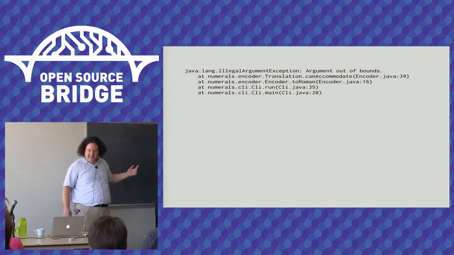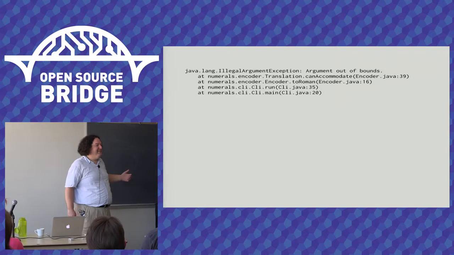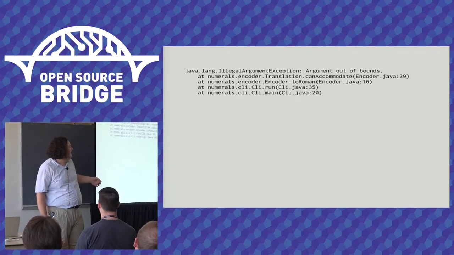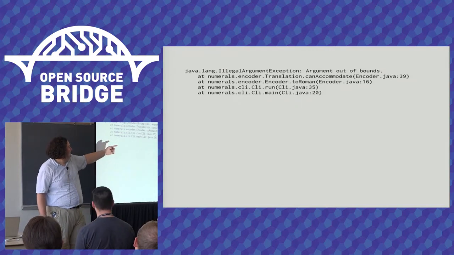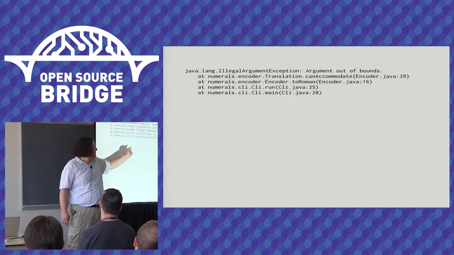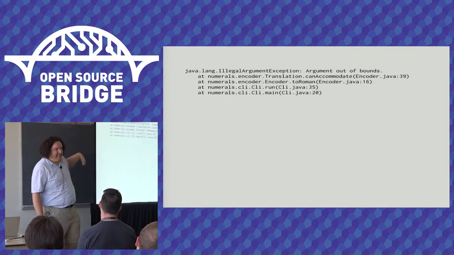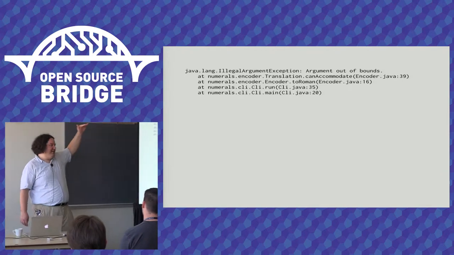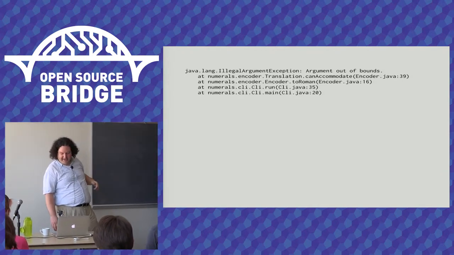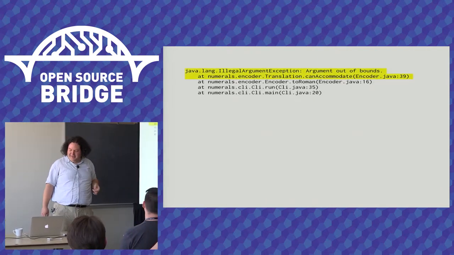I have a Java example, too. It's longer and wider in the Java tradition, but it still has the same essentials: the method of an object in a package that it failed on, the file that it was in, the line that it was on, everything that happened. Like Ruby, it's starting at the inside and working its way out rather than starting at the outside and working its way in. So, illegal argument exception.